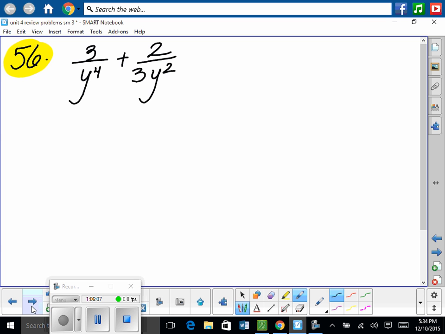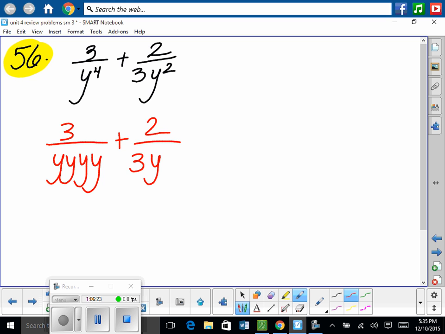Okay, when adding fractions, you have to get a common denominator. So this is y to the 4th, and we have 3y squared. Nothing's being added, so technically we have 3 and 1, 2, 3, 4 y's, plus 2, and we have a 3 and then 1, 2 y's. So common denominator. This has 4 y's, and it needs a 3. So I'm going to multiply the bottom by 3 and the top by 3. So now on top I have 9, and on bottom I have 3y to the 4th.